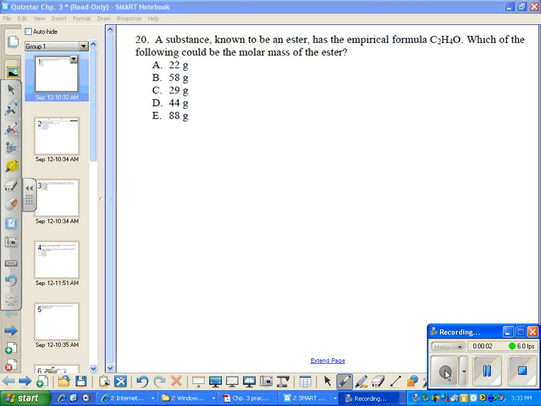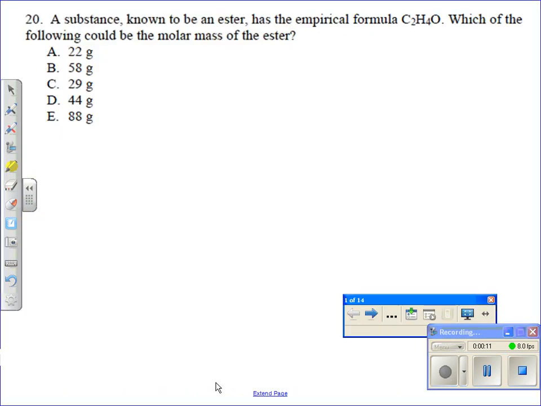All right, what we're going to do is review the problems off Quizstar Chapter 3, give you a good review to study for the exam. So, first and foremost, the first problem was 20. A lot of people miss this, but really there's two correct answers. Either D or E could be correct. I know it was marked B.